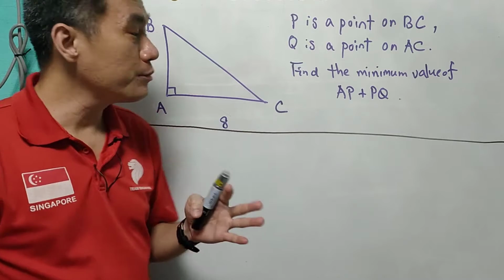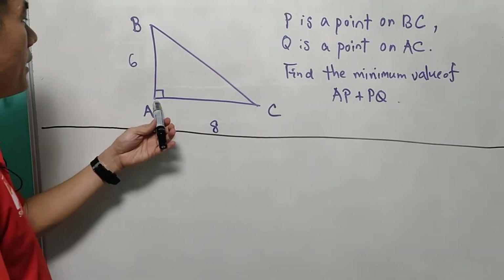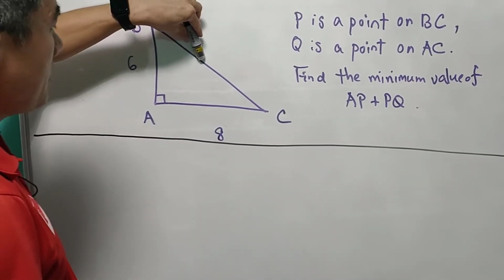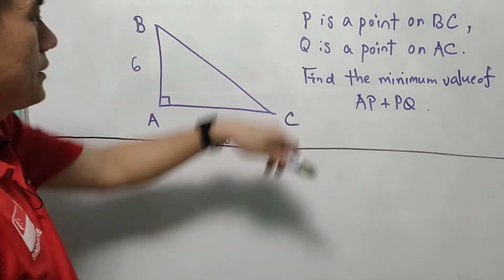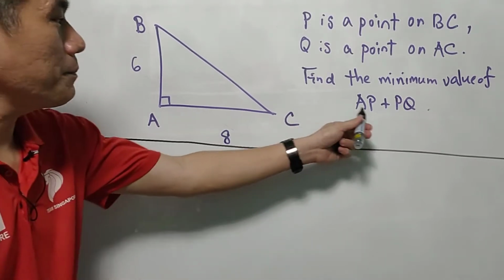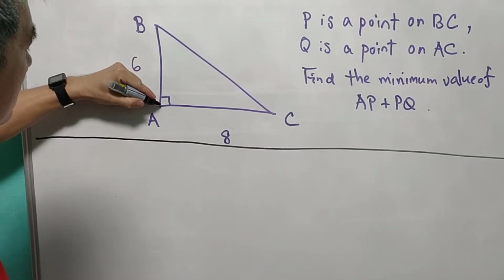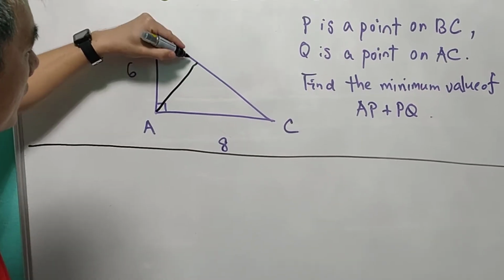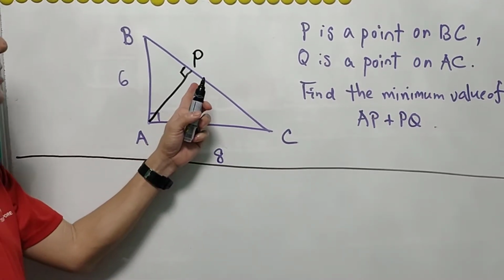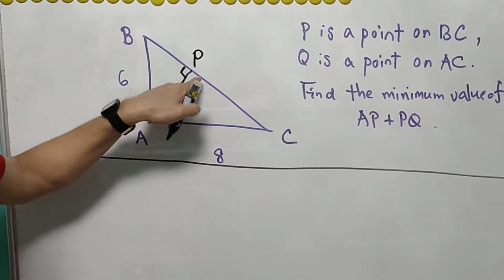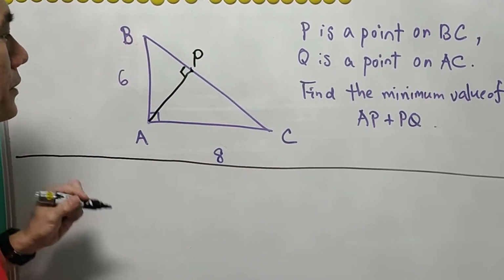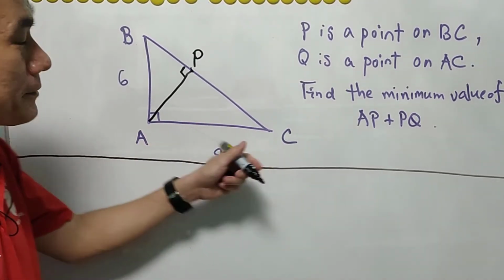So one very interesting argument for this question is that from A, you want to choose a point P on BC. And from the point P, you want to choose a point Q on AC. So it is obvious that AP is minimum when AP is perpendicular to BC. So in that case, AP is minimum. And from this point P, PQ is minimum if PQ is perpendicular to AC.